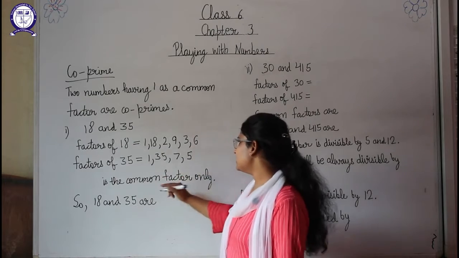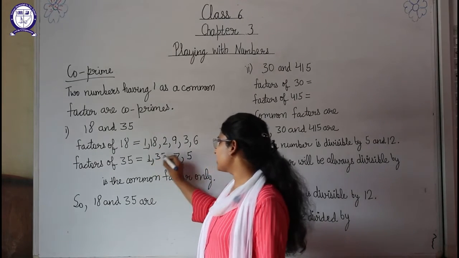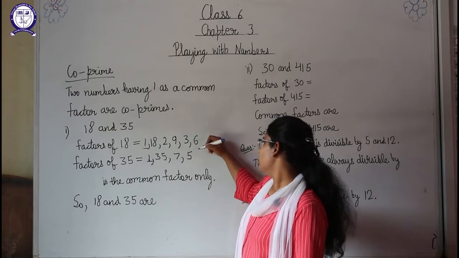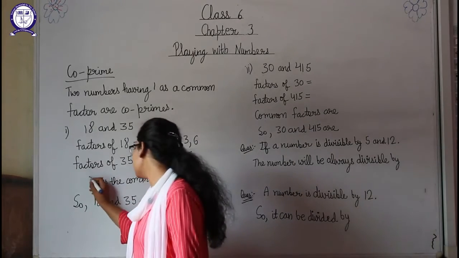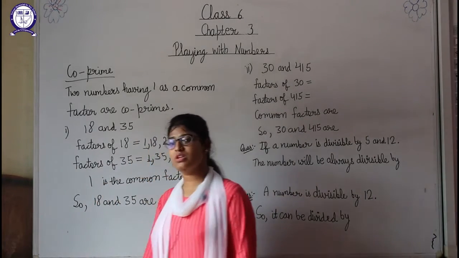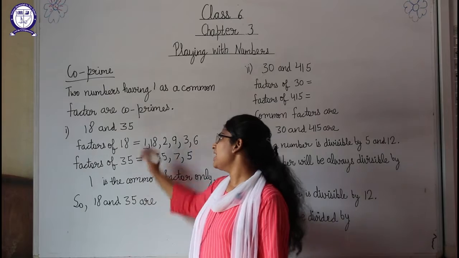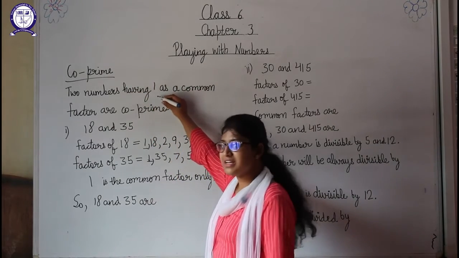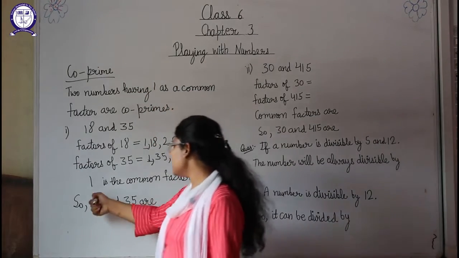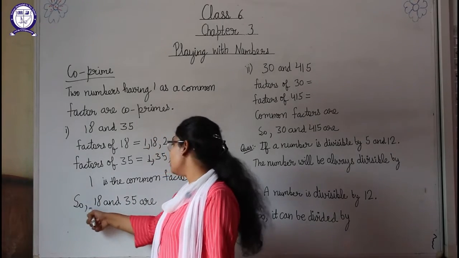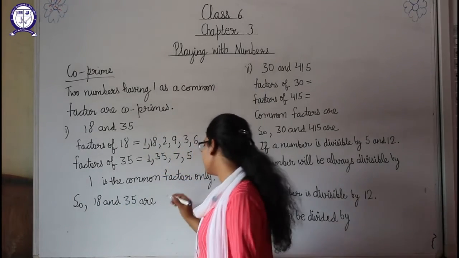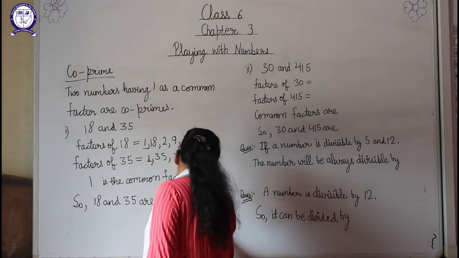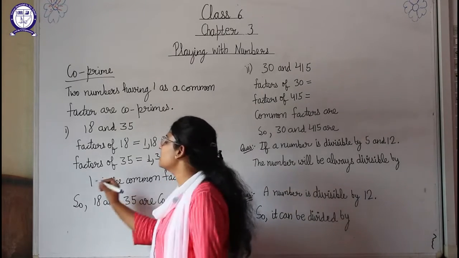Now if we check, 1 and 1 are the common factor. Is there any other factor here which is common? No. So 1 is the only common factor here. According to the definition of co-prime, numbers should have 1 as the only common factor, and we are getting 1 as the common factor only. So it means 18 and 35 are co-primes. We will write that these are co-primes because their common factor is 1 only.